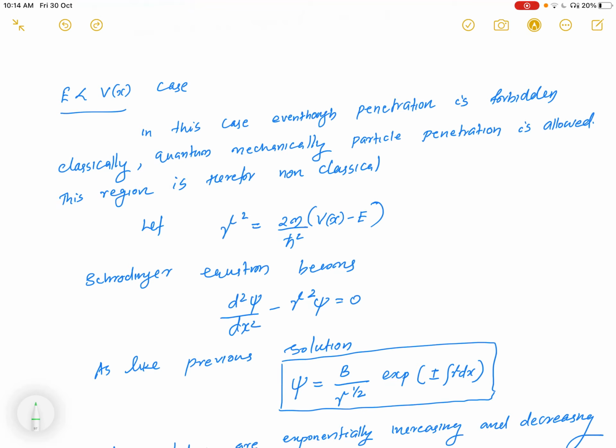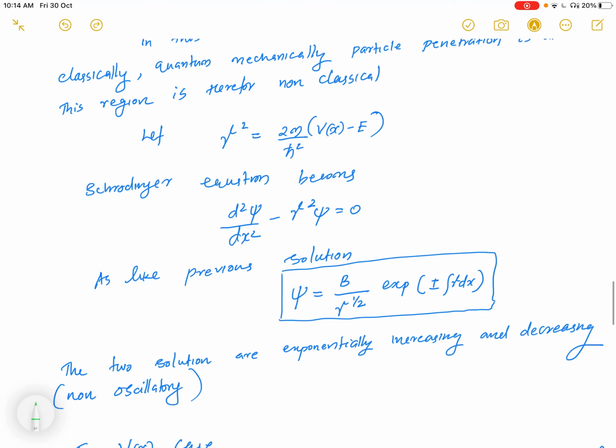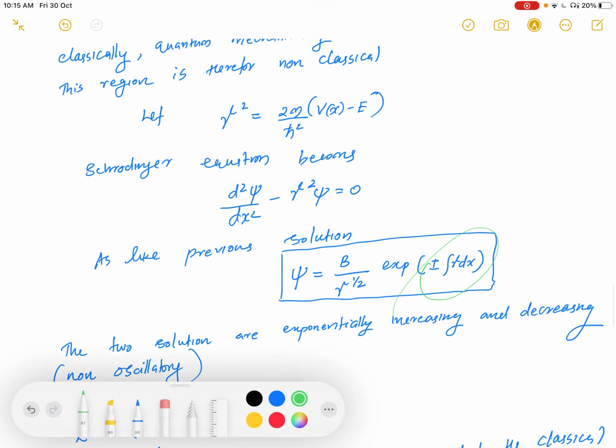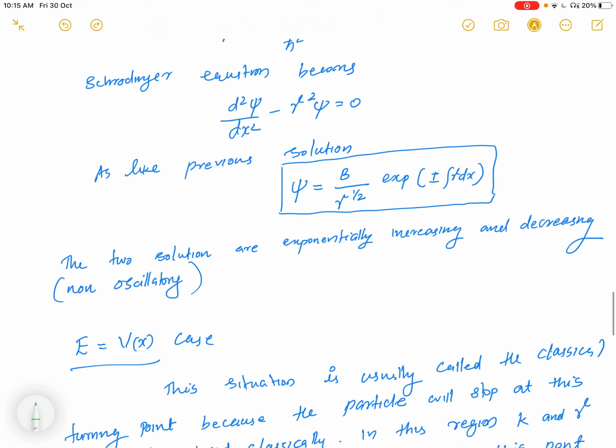If I take the previous same procedure, I end up with the same result, A by root gamma exponential of plus or minus gamma dx. Instead of exponential i k dx, here we get plus or minus gamma dx; there is no i term. That's the only difference. So the two solutions are exponentially increasing and decreasing, not an oscillatory solution. For E greater than V of x we get an oscillatory solution, but here the i term is not there, so it's not oscillatory. Plus gamma dx means exponentially increasing, and minus means exponentially decreasing.